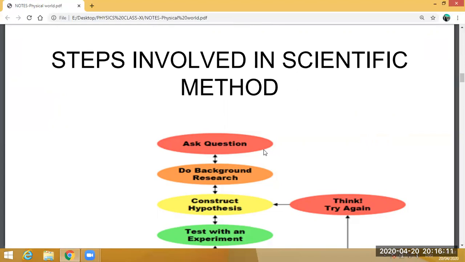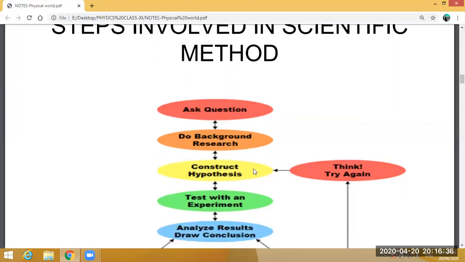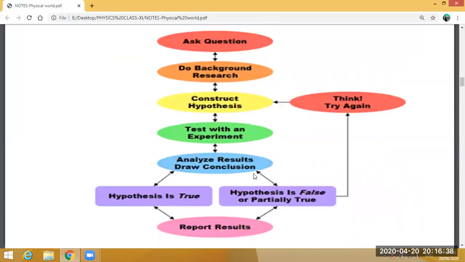And in order to research, you need to construct a hypothesis. First, we take hypothetically any phenomenon because at that time we don't know the laws, but we try to correlate certain hypothetical laws with that phenomenon. And after that, we think again and again.